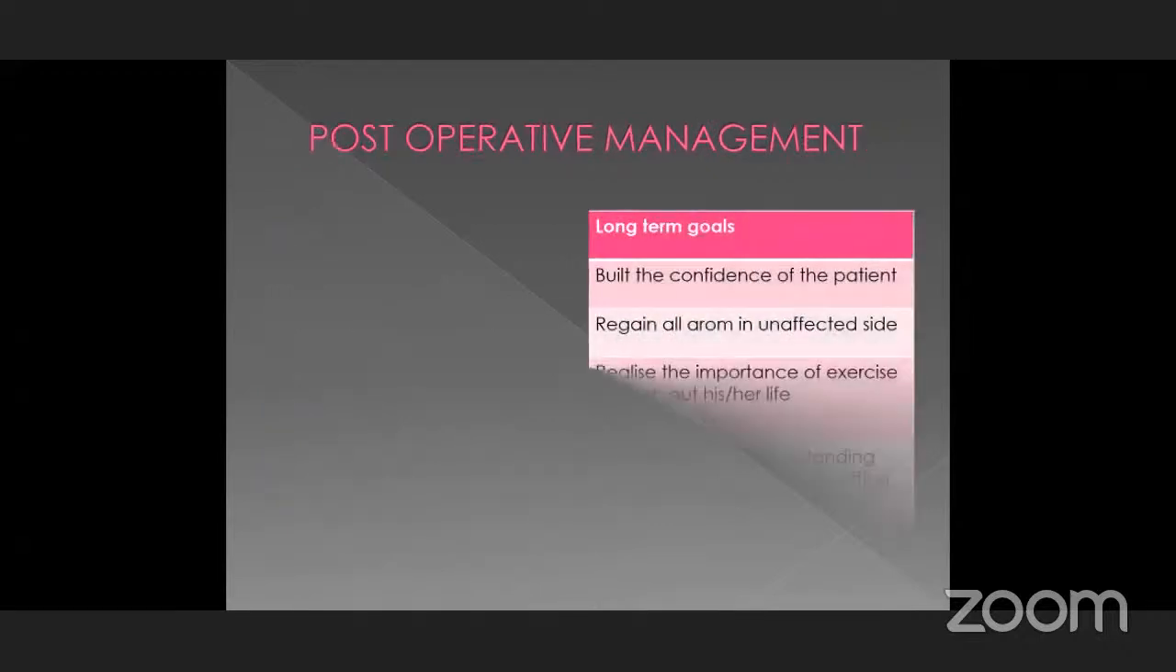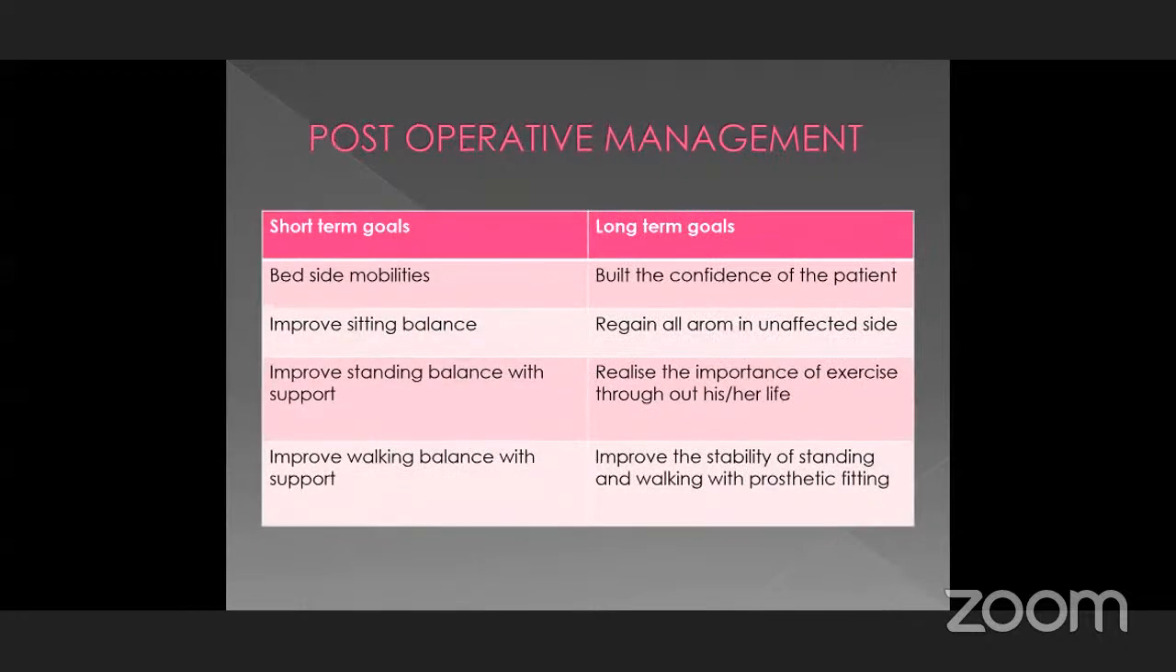Okay, we will see post-operative management. In postoperative management, we divide into short-term goals and long-term goals. First, in the short-term goals: bedside mobility, improve sitting balance, improve standing balance with support, improve walking balance with support. Basically, all surgical conditions have short-term goals and long-term goals. But in this condition, the patient will have absence of one leg, or part of the leg. It is based upon the condition, or based upon the surgery they have had.